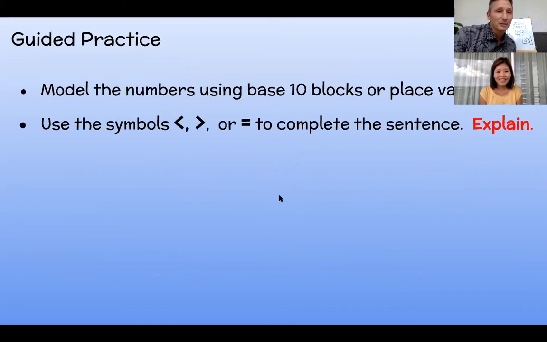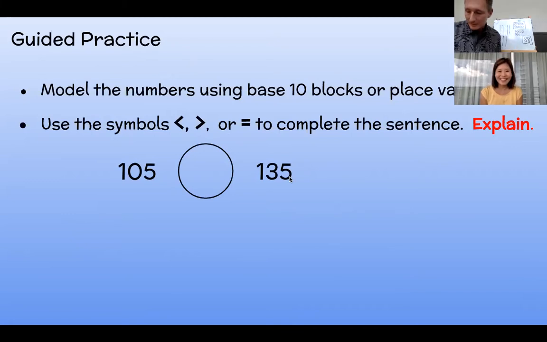Here now we're going to show those numbers, and we're going to model using our base 10 blocks or place value discs. We're going to use the symbols greater than, less than, or equal to complete the sentence. So this is the first problem. What you have to do is, like Mr. Regan said, you have to show it. Then you're going to use the symbol, try to read the sentence, but then the tricky part is to be able to explain how do you know one number is greater than or less than or equal to. So the first one is you're going to compare 105 and 135.